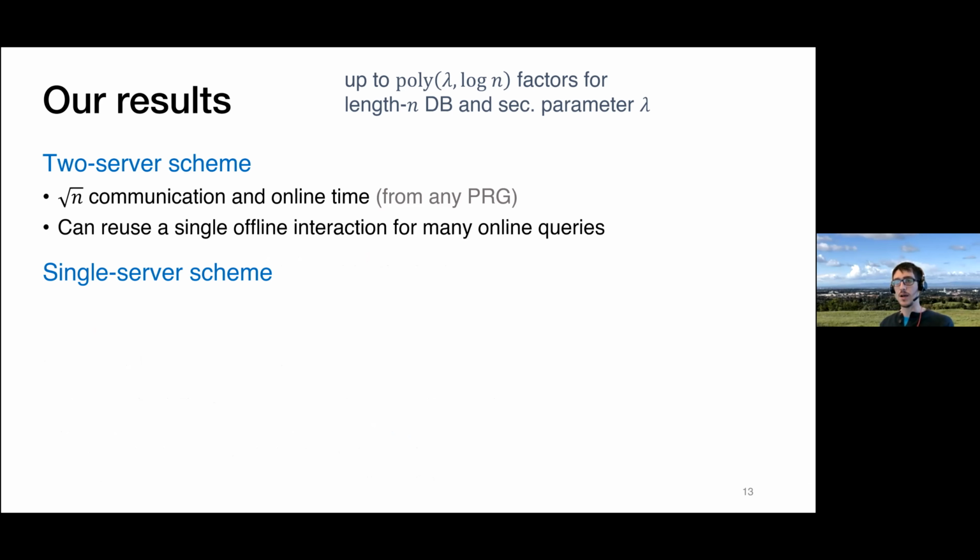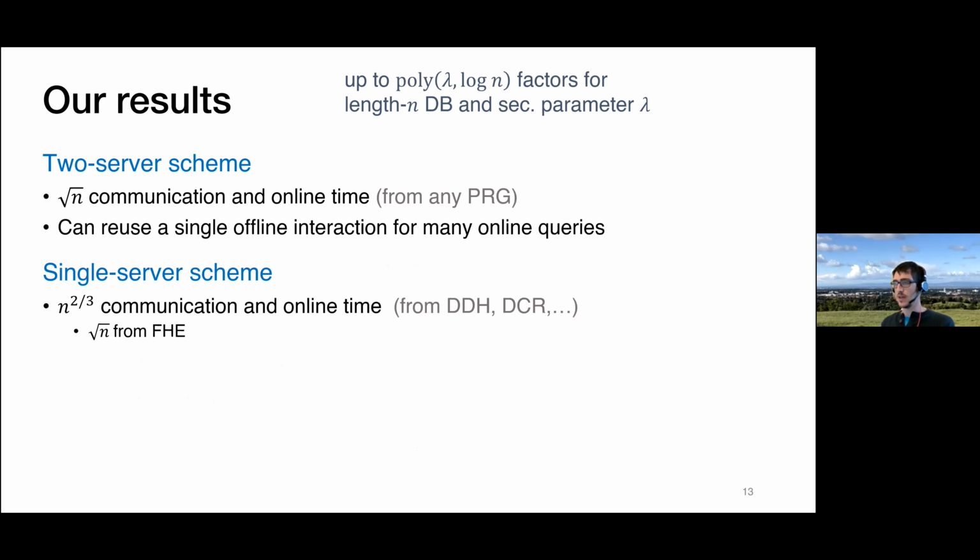We also have a result in the single-server setting. Here, we can achieve an offline-online PIR scheme that achieves n to the 2/3 communication and n to the 2/3 online time from a bunch of public key assumptions. And if we're willing to use heavier cryptographic tools such as FHE, we can actually reduce that to square root n communication and online time. I should say that unlike the two-server scheme, the single-server scheme is non-refreshable, meaning you can only run the online phase once after each execution of the offline phase. So you don't get this nice amortization benefit as you do in the two-server setting.